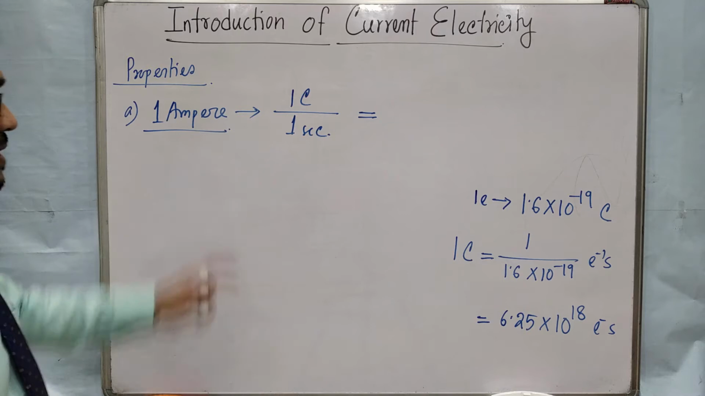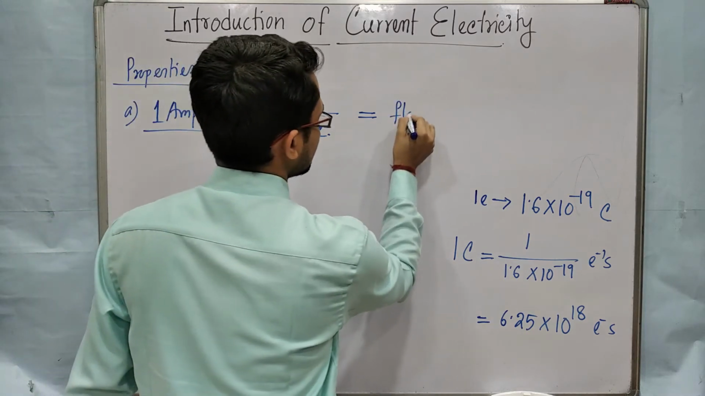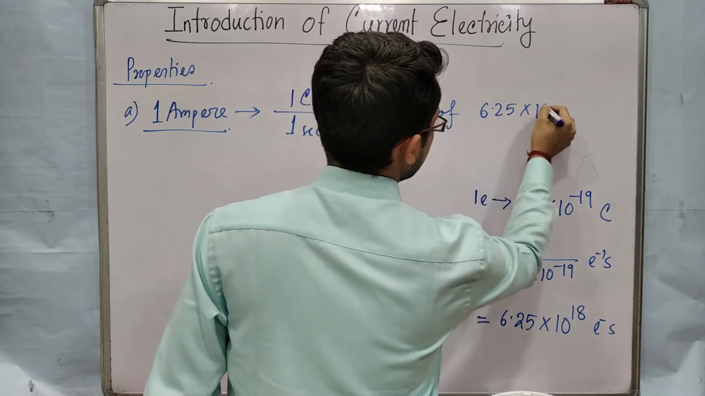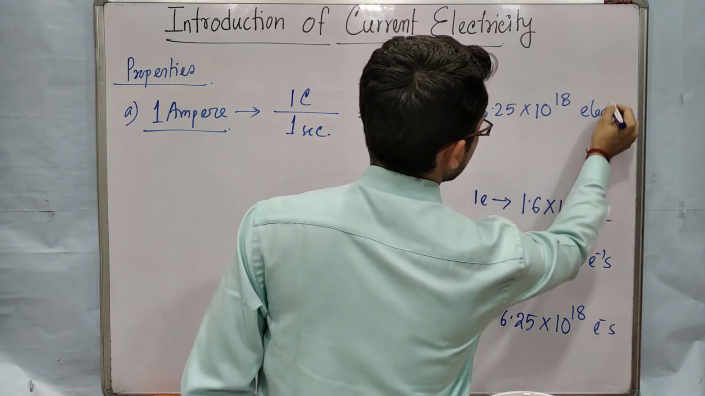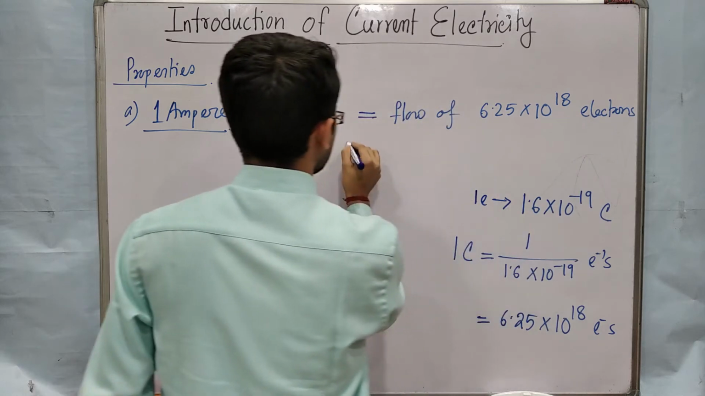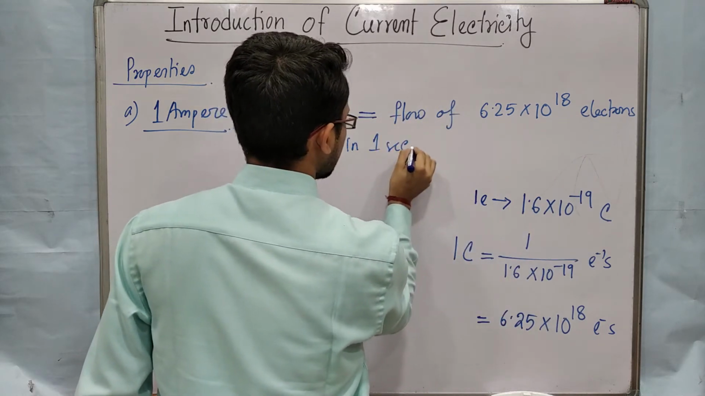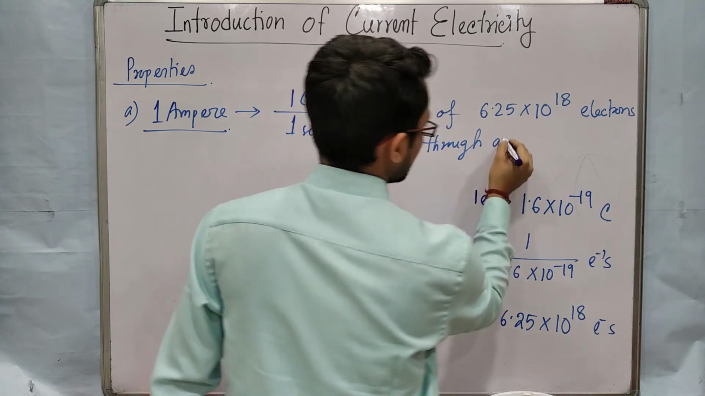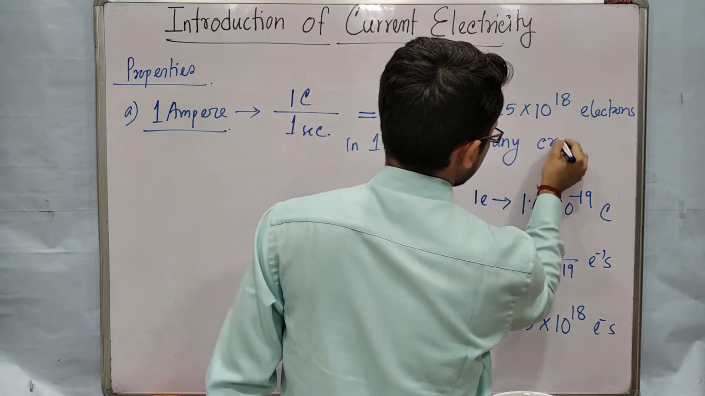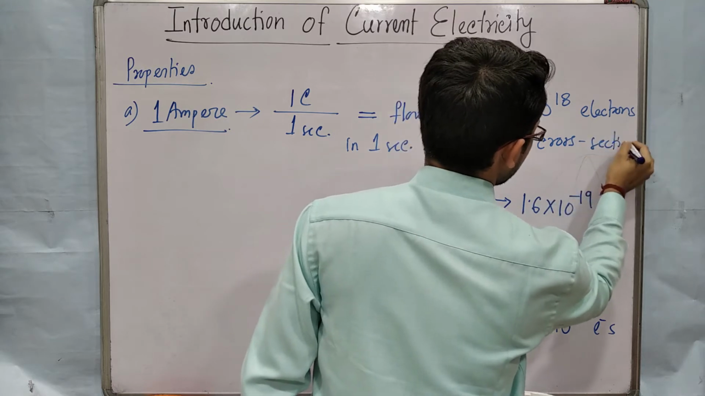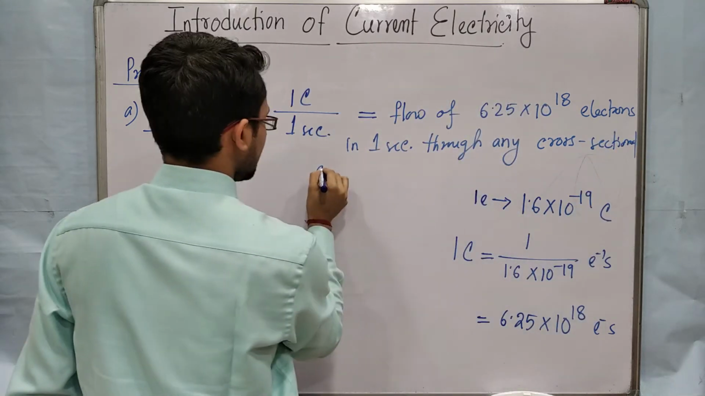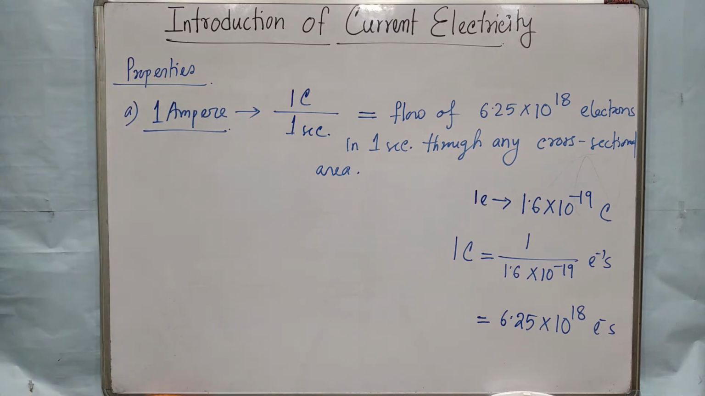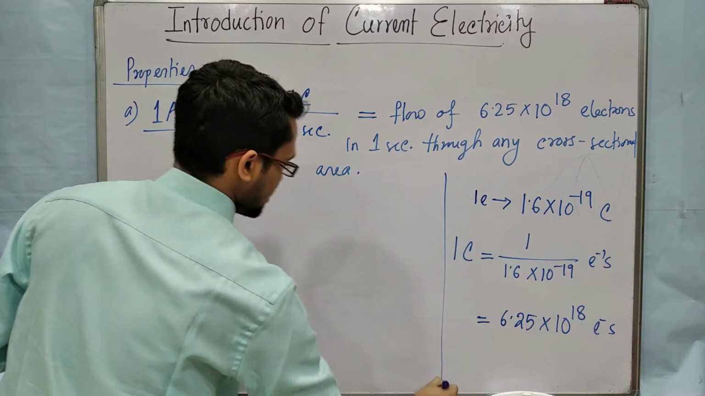So 1 ampere means flow of 6.25 into 10 to the power 18 electrons in 1 second through any cross sectional area. So this is the meaning of 1 ampere. Clear?